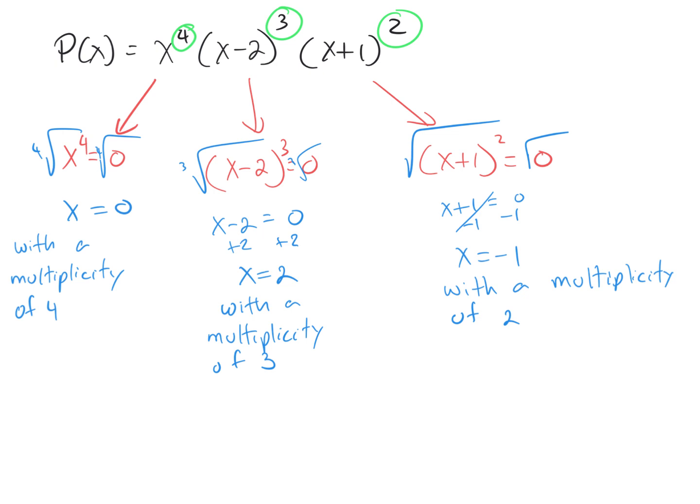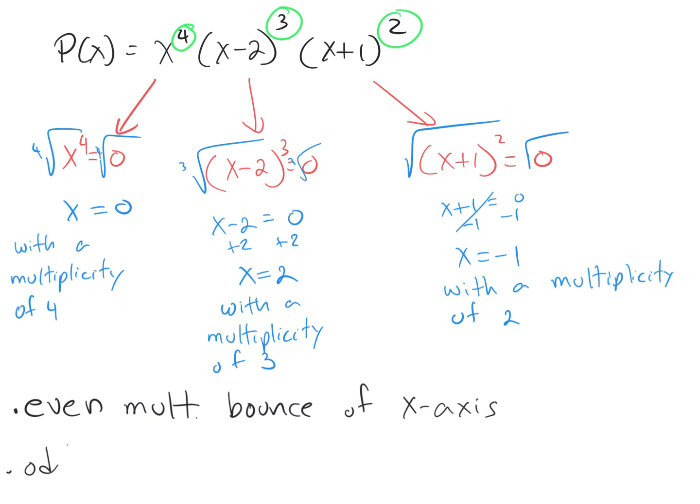So we have this even multiplicity. I'm going to put even mult for multiplicity. It's going to bounce off the x-axis. And if I have an odd multiplicity, it will cross the x-axis. I'm going to use the example 5 graph to show you what I mean.